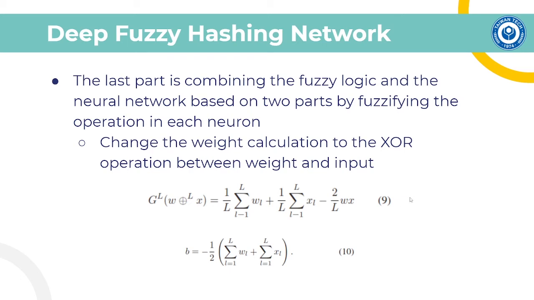So then we can get the inverse output of the sort operation between the weight and the input. And for the bias, we can divide this equation by 2 divided by L, and then we can get this bias equation. And then the full equation of the inference will be the sort operation of this, and then added by the bias.